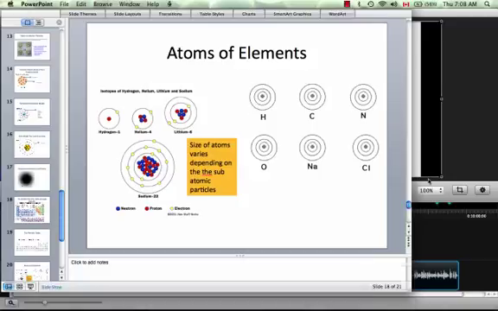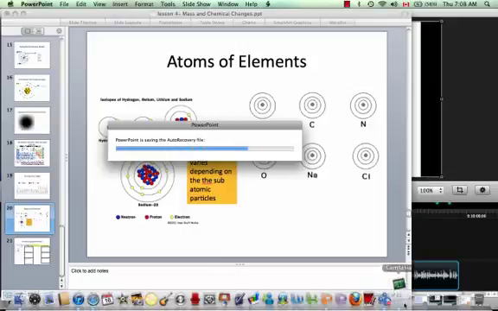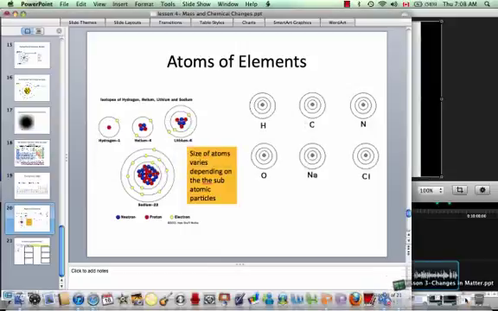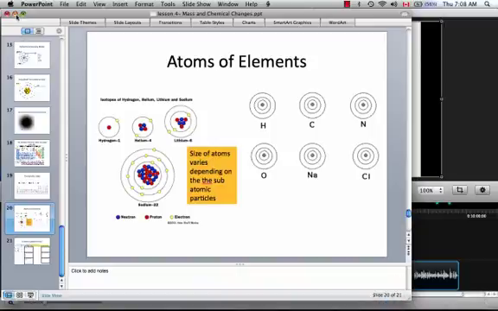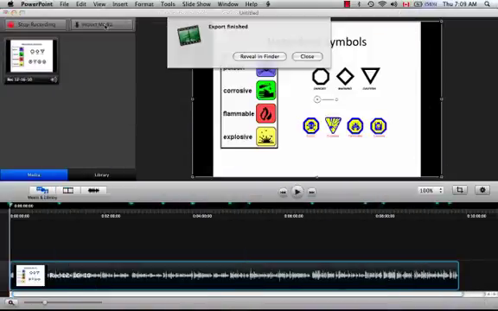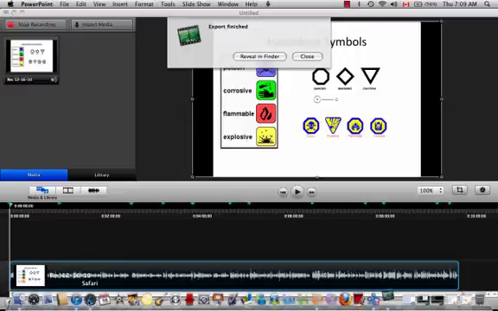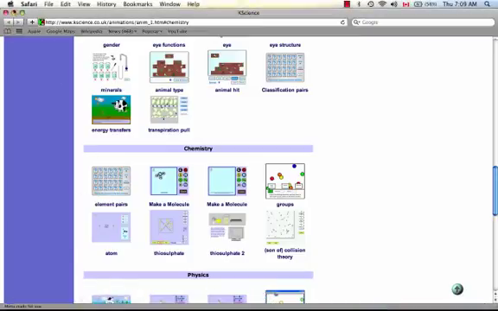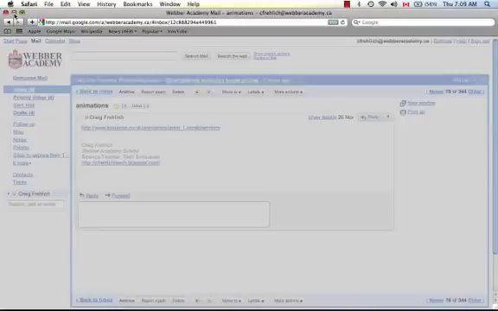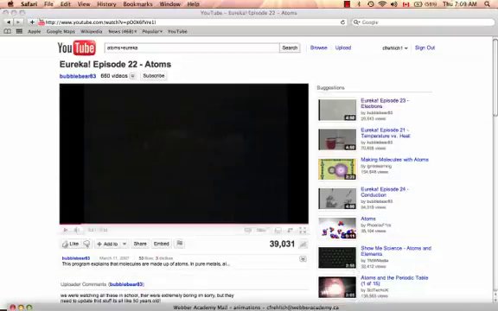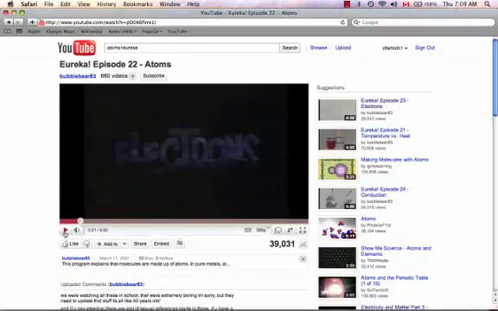Let's finish this with a quick video on atoms. If I can find it, let me go to Explorer, not that page, not that page. There it is. And let's push play.